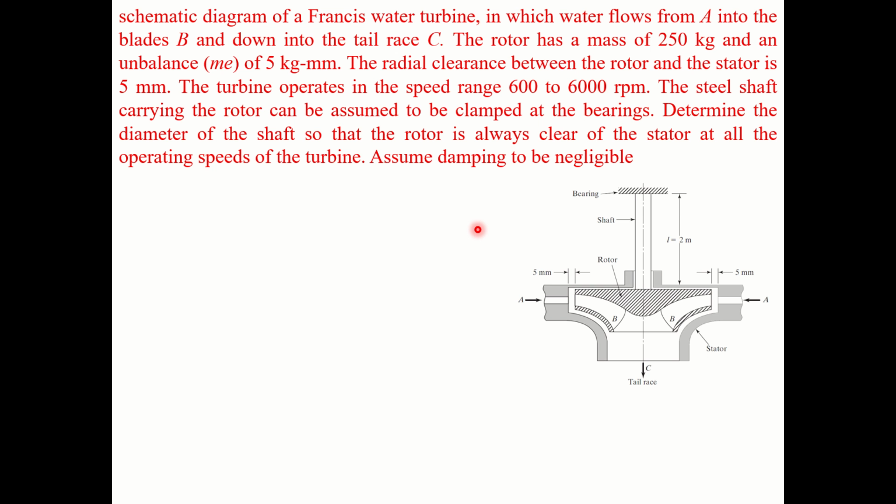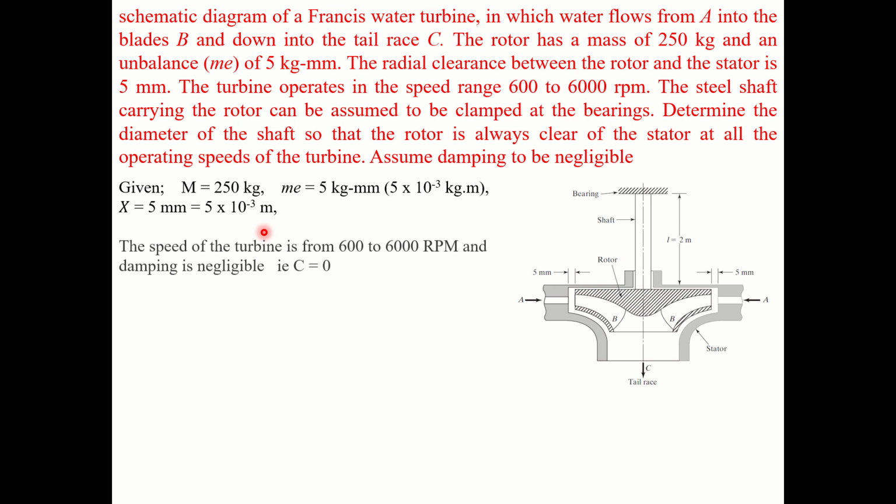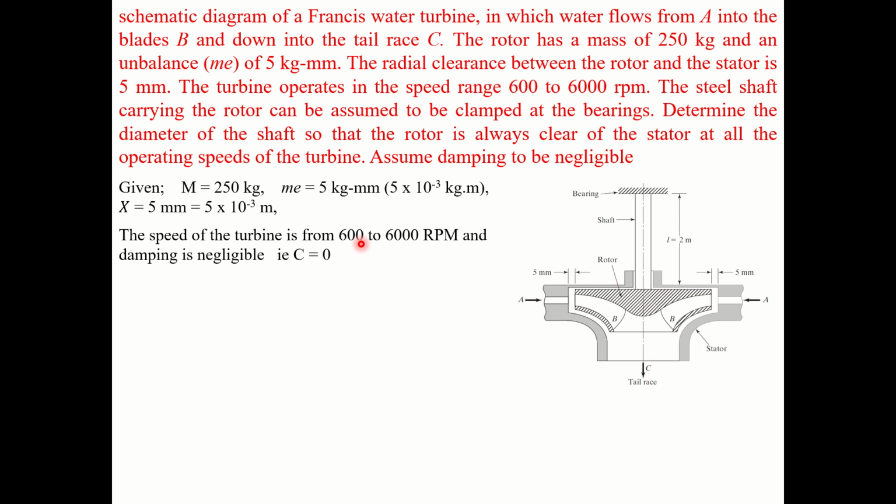Now we'll see how to solve. Write down what is given. First is the mass, big M, the mass of the turbine rotor, which is 250 kg. Next, m e unbalance is 5 kg/mm, so it is 5 times 10 raised to minus 3 kg meter. X, the allowed displacement, is 5 times 10 raised to minus 3 meter. The speed of the turbine is from 600 to 6000 rpm, and there is no damping, that's why c is 0.